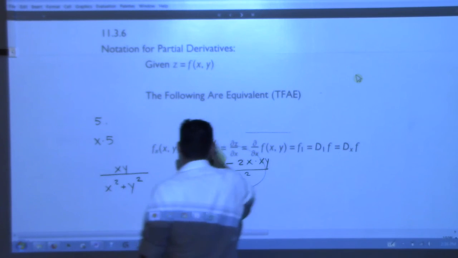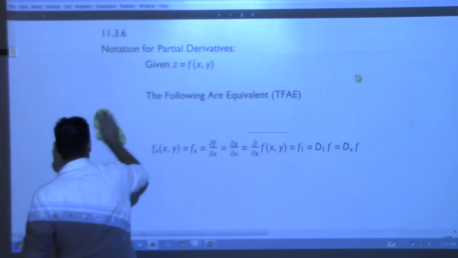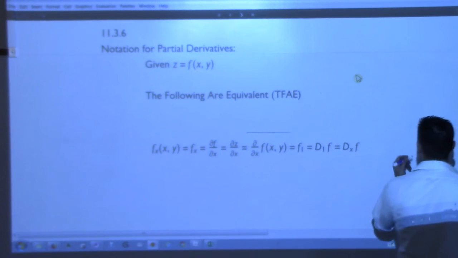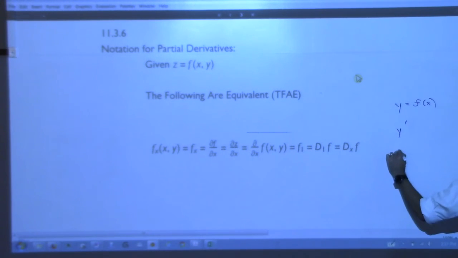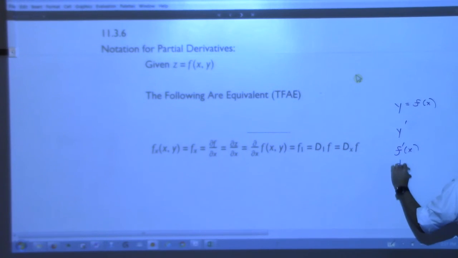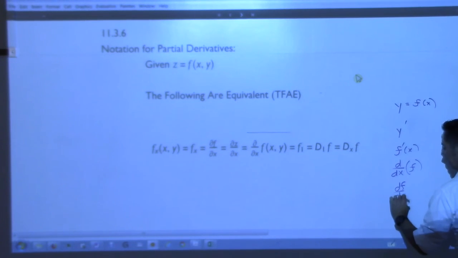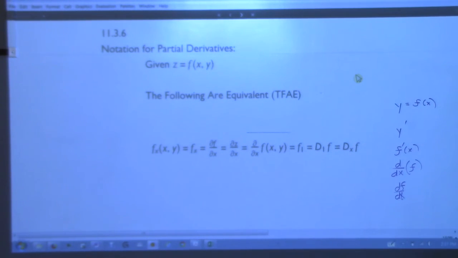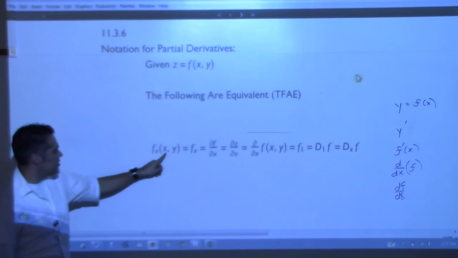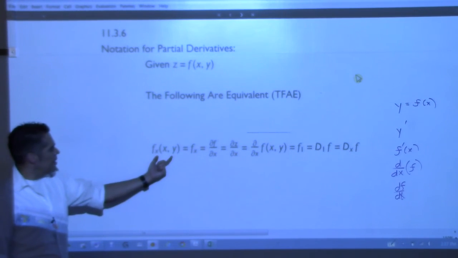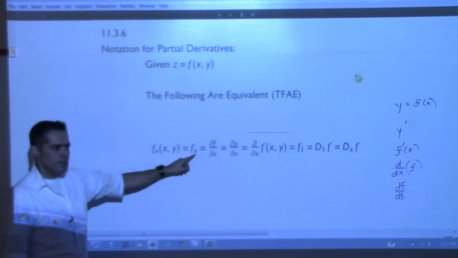So you might recall that in Cal 1 there were multiple ways to say the derivative. If they said y is equal to some function of x, there are so many different ways to say the derivative. You could say y prime, f prime of x, d dx of f, or df dx. With partial derivatives, it's the same thing. There's a bunch of notations. This one is the partial of f with respect to x of xy. That's the one we started with. But if you just write f with a little x under there, it's understood to be the same thing.